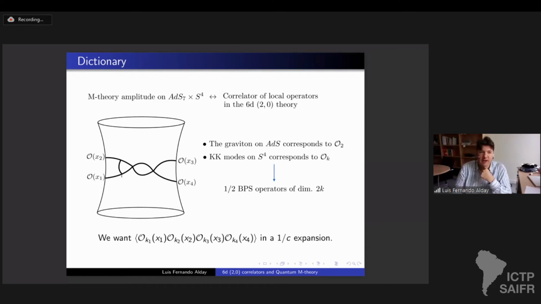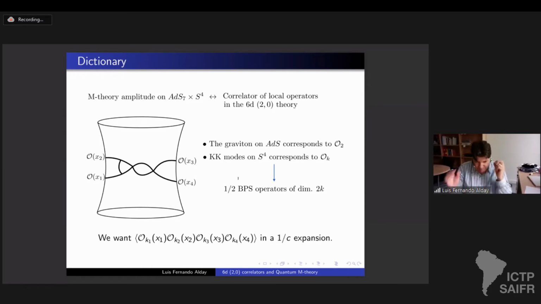So we have this very nice picture here. The amplitude that we want to compute corresponds to a correlator of local operators, in this case a 4-point function, in this 6D (2,0) theory. Also, we want to consider the scattering of gravitons, so we need to say which operators correspond to gravitons. In this 6D (2,0) theory, there is a tower of half-BPS operators of dimension 2k, such that O_2 corresponds to the graviton on AdS. On the other hand, because of the S4, there is a tower of Kaluza-Klein modes, and this tower maps to the operators O_k for k equals 3, 4, 5, etc.